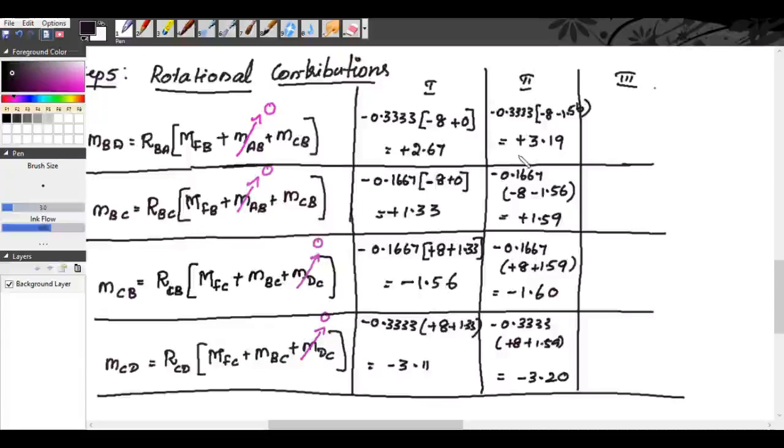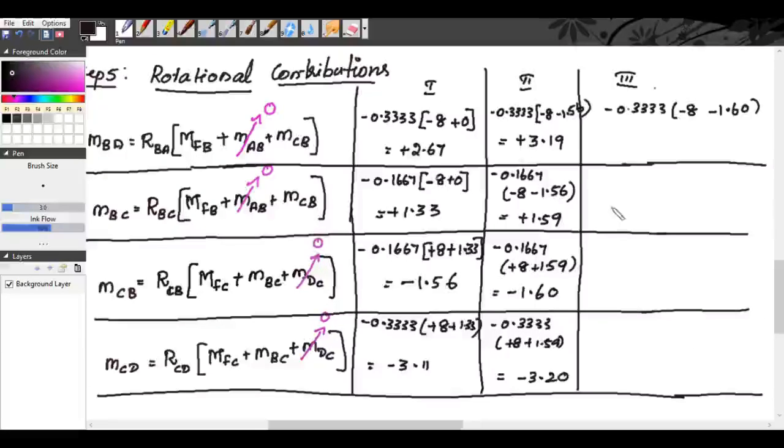So it is some variation is there, right? So we will move on to the third iteration. See, there is a variation, plus 2.67, plus 3.19. So we will go for one more iteration. So here it is minus 0.3333 multiplied by minus 8. For MCB, you have to use this value, minus 1.60. We get plus 3.20. So almost closer, right?